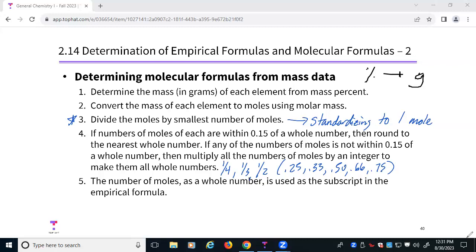If I get one of these quarters, the 0.25 or the 0.75, I'm going to multiply everything by 4 to get rid of the quarters. And that should shore up all of the whole numbers. If I get one of these thirds, a 0.33, a 0.66, a 0.67, I should multiply everything by 3 to get rid of the thirds. If I get 0.5, I should multiply everything by 2 to get rid of the halves.